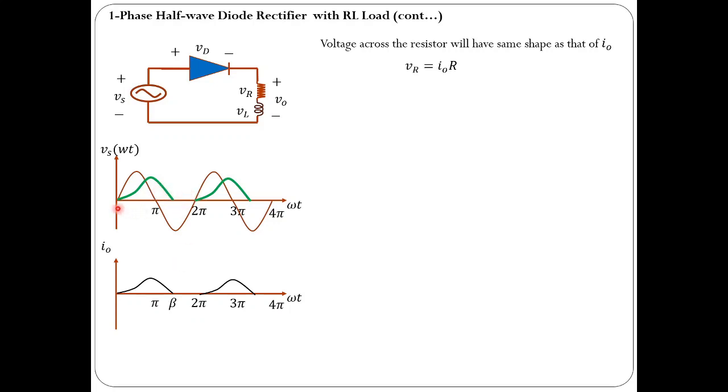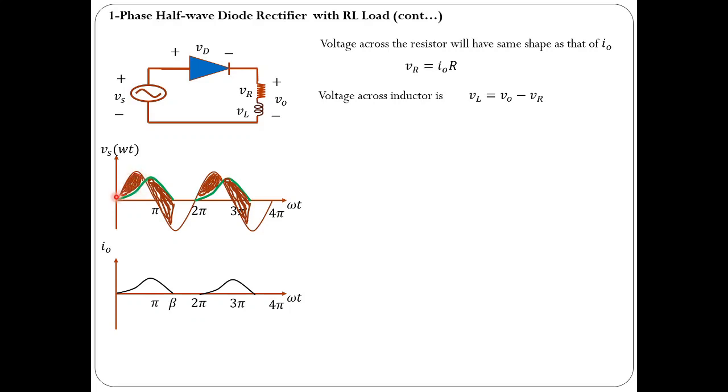Okay, so from 0 to beta it exists, and from 2 pi to 2 pi plus beta it exists, and the same thing would repeat for every cycle. And the voltage across the inductor, VL, is equal to V0 minus VR, right? So the voltage across the inductor is equal to V0 minus the voltage across the resistor. And that can be indicated in this graph this way. So V0 minus VR is this, shown with this shaded area. So this is the voltage across the inductor.